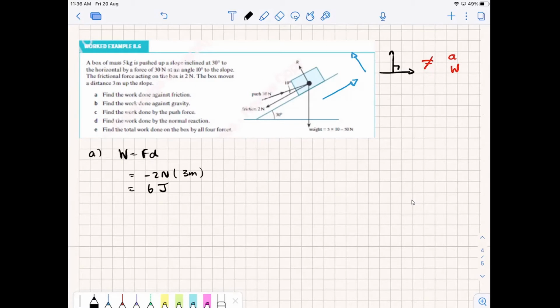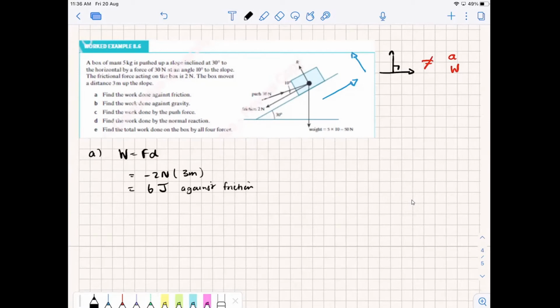The reason we're not writing negative there is because work is a scalar. Just like speed, it doesn't have a negative. But what can I write here? 6 joules against friction. We know friction.